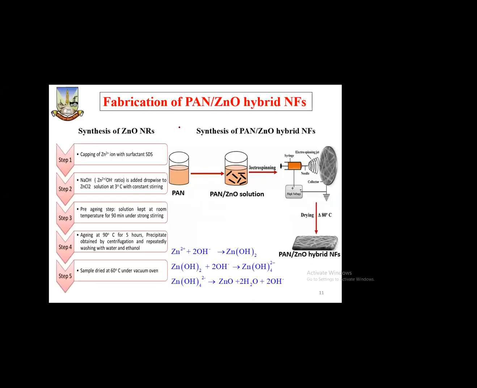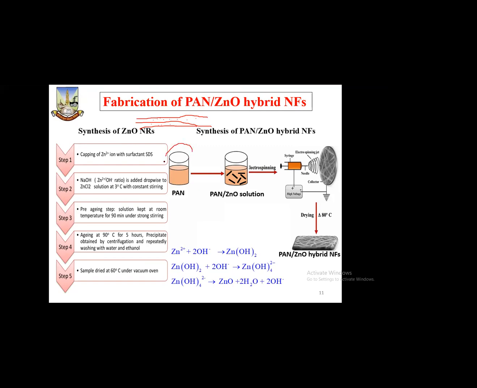After that formation, what you have to do, we are trying to do decoration of zinc oxide over the PAN. This is the PAN fiber. Over that PAN fiber, we are trying to decorate these zinc oxide nanorods or zinc oxide nanoparticles. This is called polyacrylonitrile fiber decorated with zinc oxide nanoparticles. Therefore, it is called PAN ZnO hybrid nanofibers.